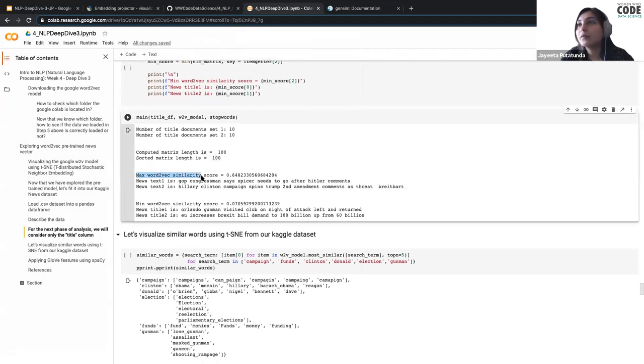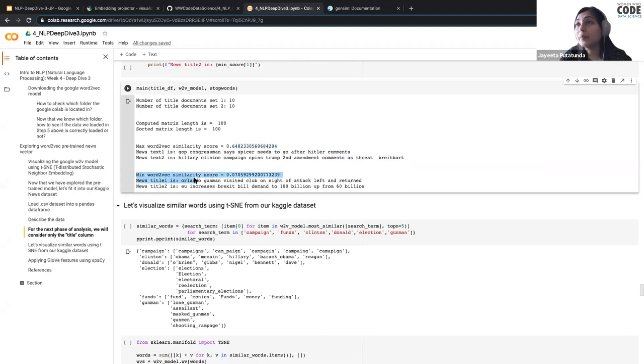So the maximum Word2Vec similarity was 0.64 within the 10 documents that you passed in the title document sets. The two news texts that scored the maximum similarity talk about a GOP congressman who says something needs to be hit after Hitler comments. So basically it's a political news article about a congressman and something going on in US politics, and also the Hillary Clinton campaign's amendment comments as a threat. You would see that the word Breitbart comes in here, but because we added it to the stop words in our section before, it was not considered while creating the similarity score. That's a good thing for some of the use cases that you might have.